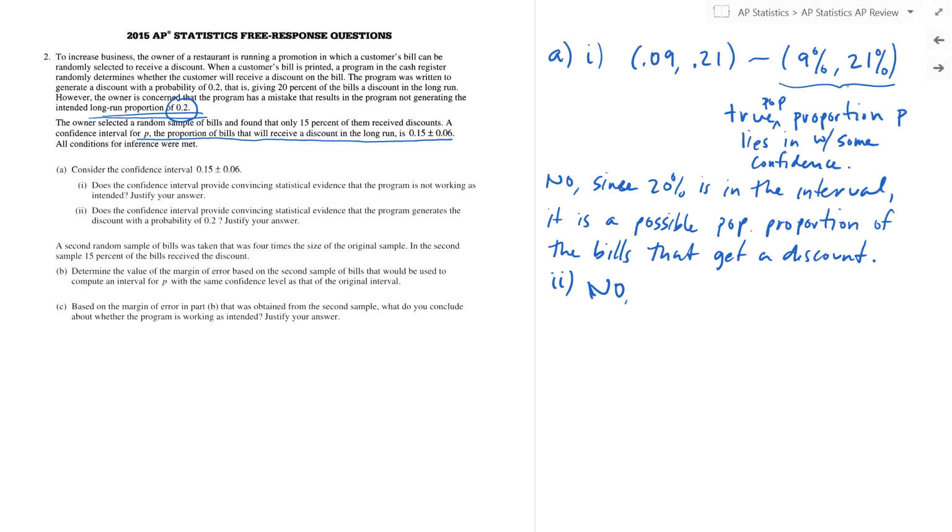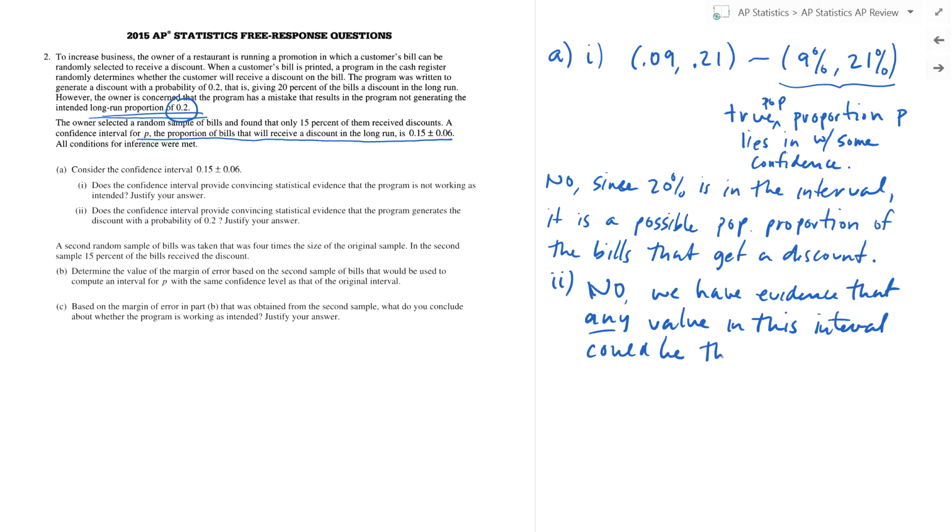Okay, any value in this interval could be the true proportion of bills that get a discount. Any value, or I should say, we have evidence that any value in this interval could be the true percent of bills that receive a discount.